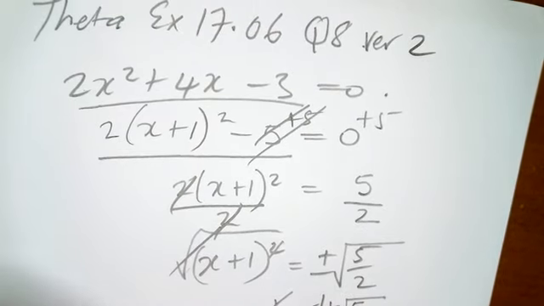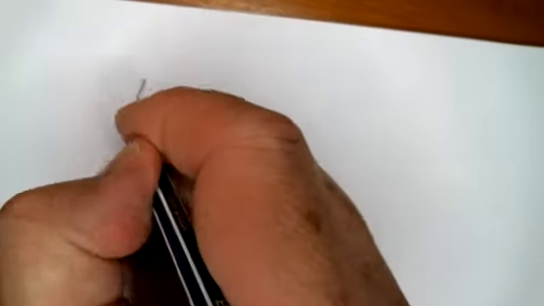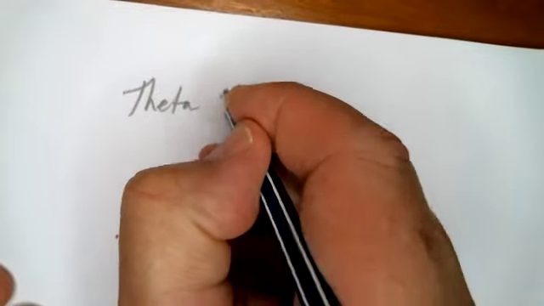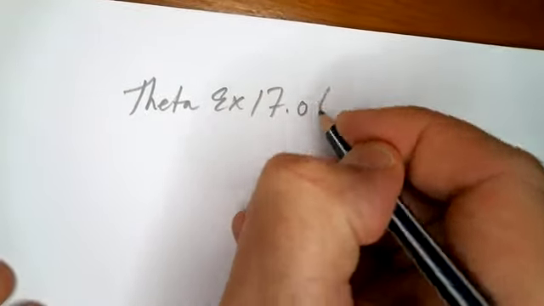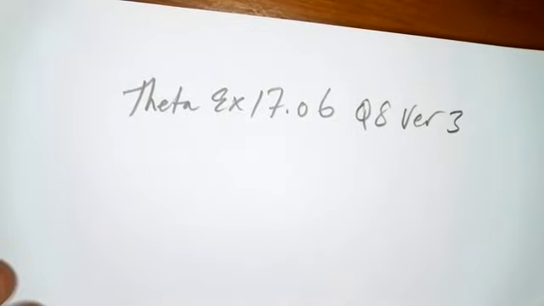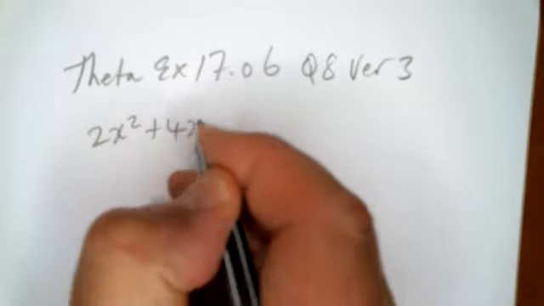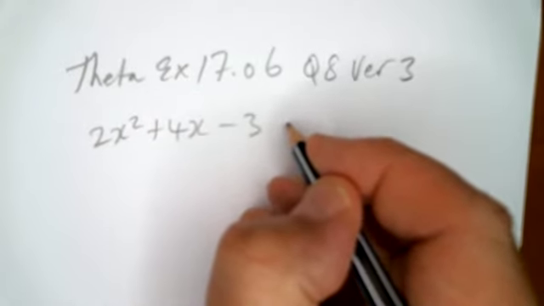I'm actually going to do it on a separate sheet of paper, so I'll have another sheet of paper here. So when you look for answers, you'll need to look for 2 separate sheets of paper. So this is Theta exercise 17.06, question 8. I put version 3 here. All right, here we go. So version 2 and 3. So here's our expression. It's 2x squared plus 4x minus 3 is equal to 0.